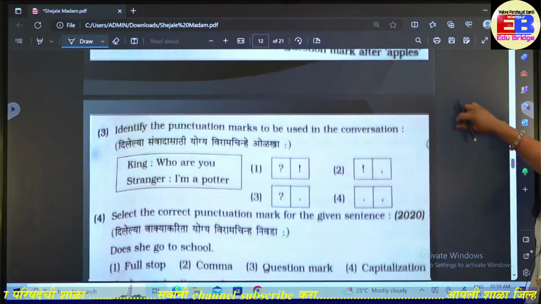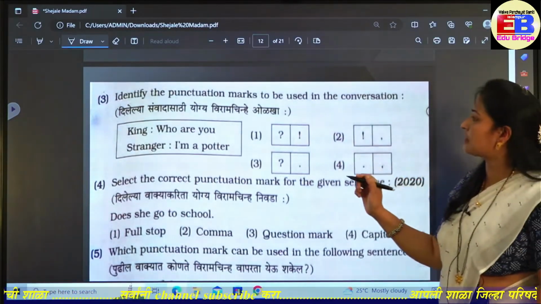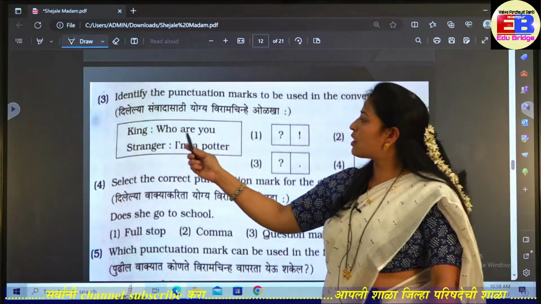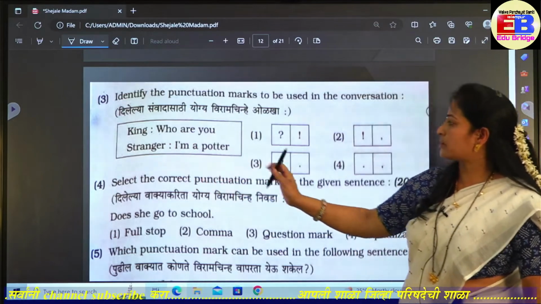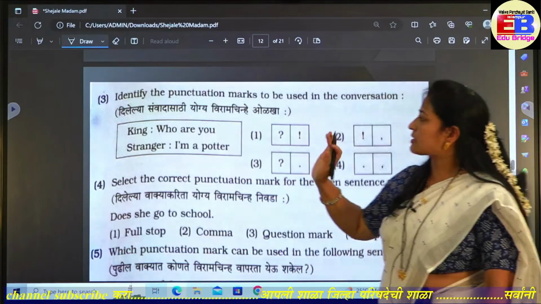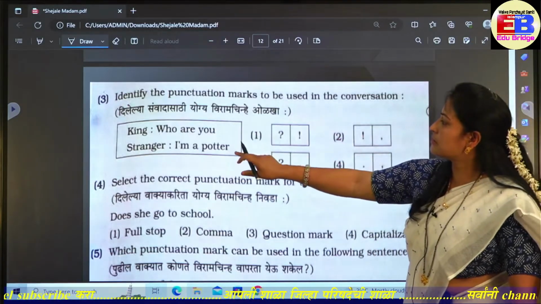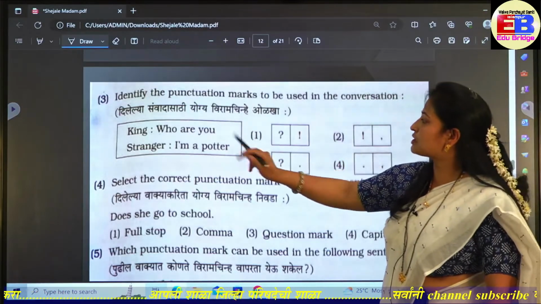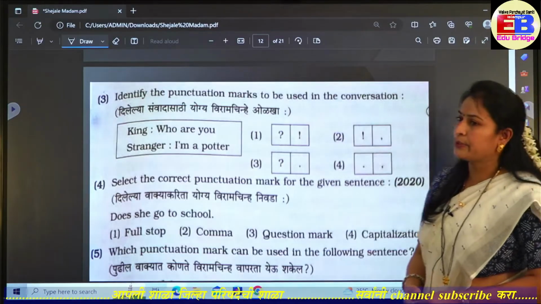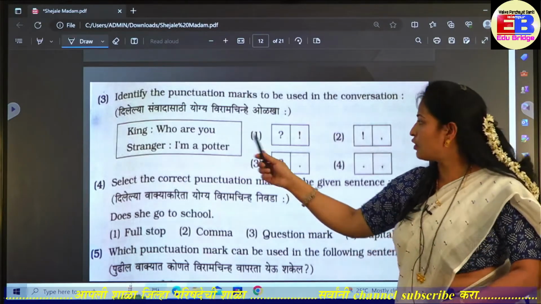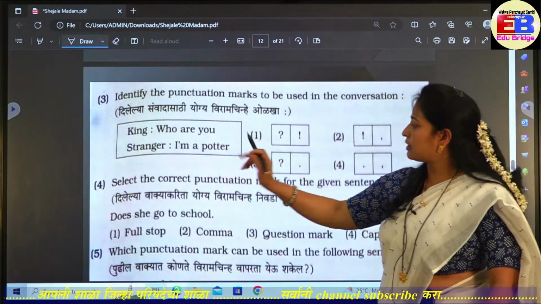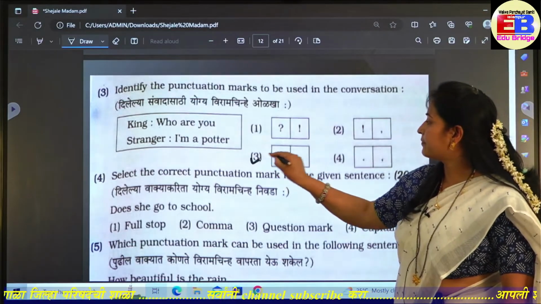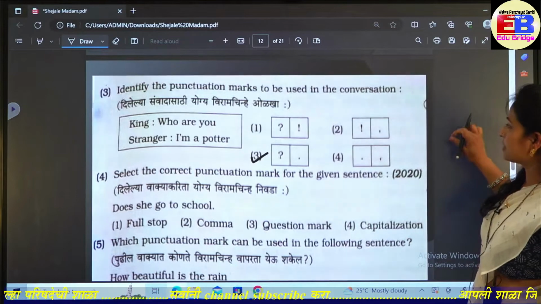Third question. Identify the punctuation marks to be used in the conversation. दिलेल्या संवादासाठी योग्य विराम चिन्ह ओळखा. King says, who are you? The stranger says, I am a potter. So in this conversation, both king and the stranger, we have to give punctuation marks. Which punctuation marks will come here? Who are you? It's a question, WH question. So question mark is required here. I am a potter. Full stop. So option number 3 is the right answer.